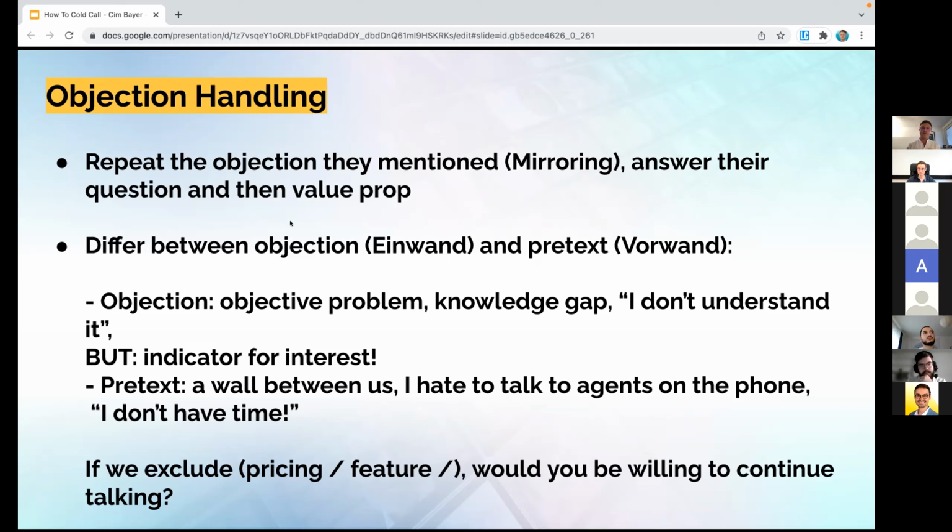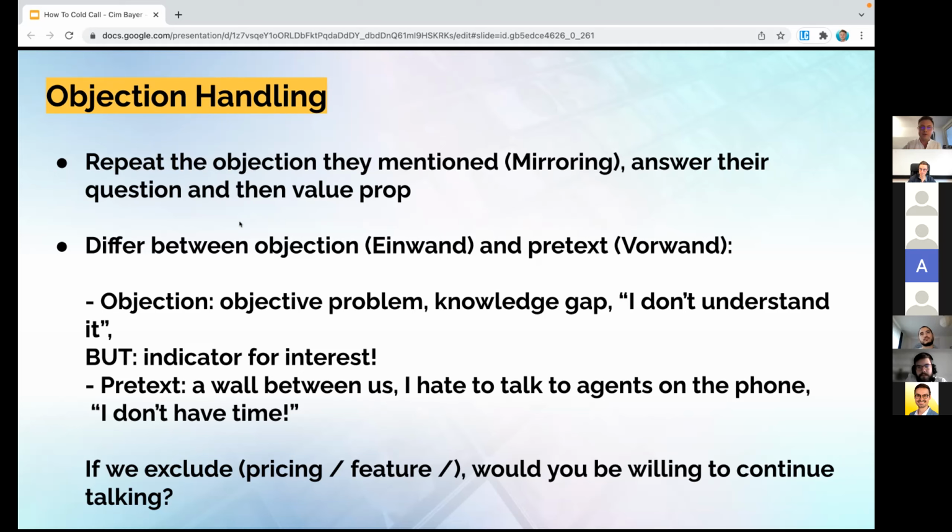So it's always repeat the objection, answer the question, and give them more value, because an objection only means that he has not yet enough information to make up his mind. So there's always something missing.